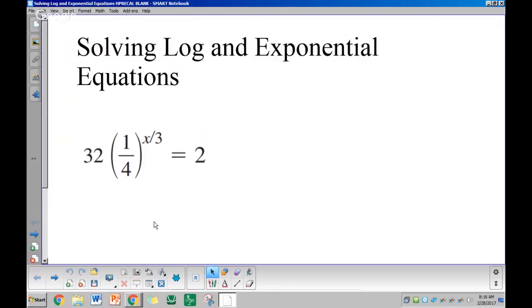All right, so let's solve some log and exponential equations. I expect that most of this will be review for you guys from Honors Algebra 2.